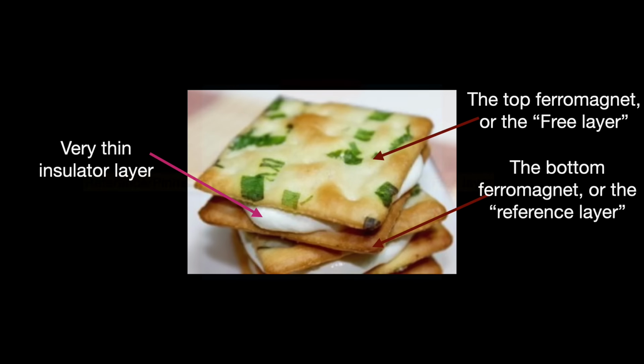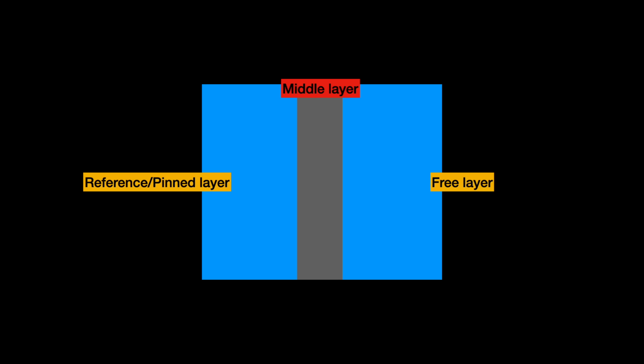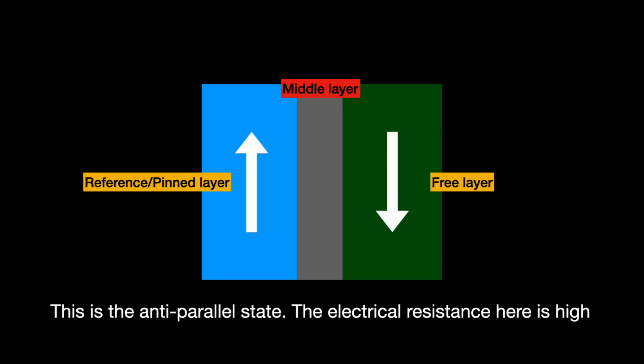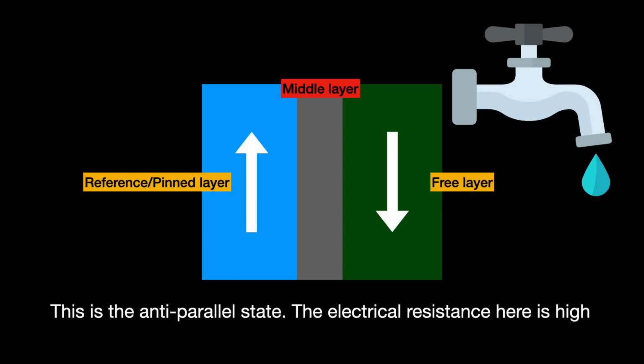The MTJ works by having an external current orient the magnetization of the MTJ's free layer as compared to its reference or pinned layers. When the magnetic moments of both ferromagnet layers are parallel, then the whole MTJ will have low electrical resistance, so we can easily run a current through it. And when the magnetic moments of the two ferromagnets are not parallel to each other, or anti-parallel, then the electrical resistance gets significantly higher. So in a way, it's like twisting a faucet open or closed.